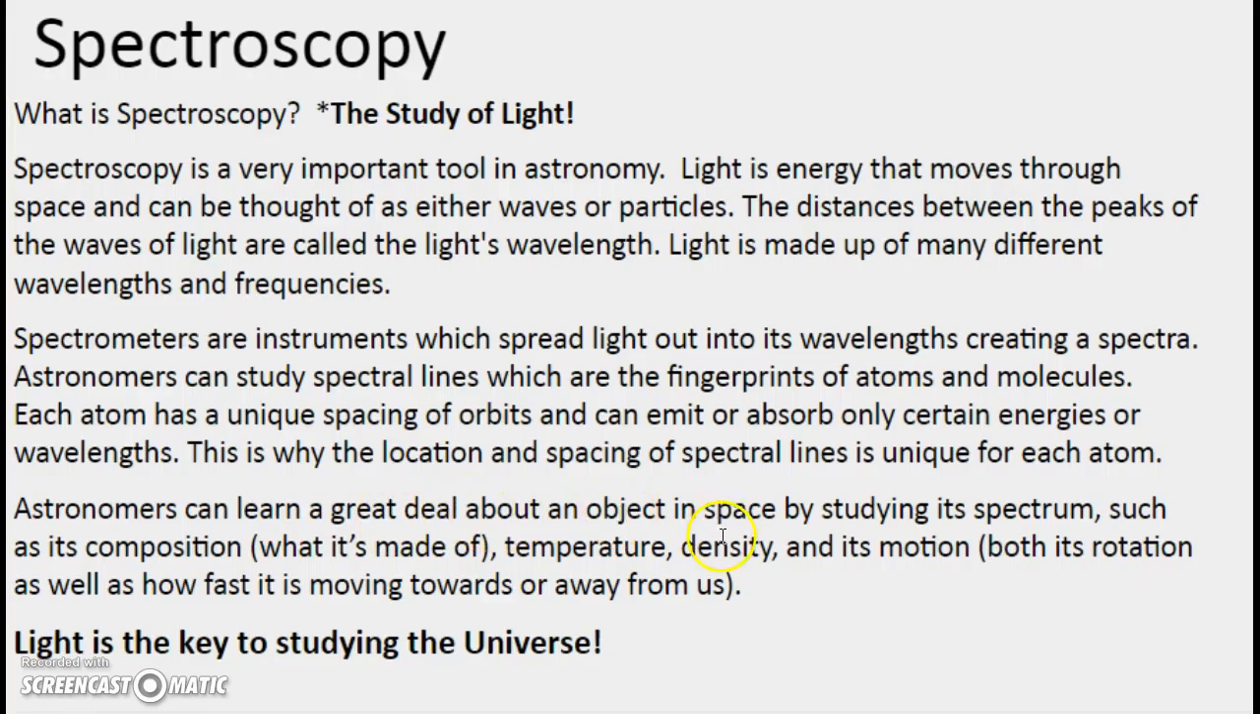Astronomers can learn a great deal about an object in space by studying its spectrum, such as its composition, what it's made of, its temperature, its density, its motion. Can be talking both rotation and how fast it's moving towards or away from us. So light is the key to studying the universe.